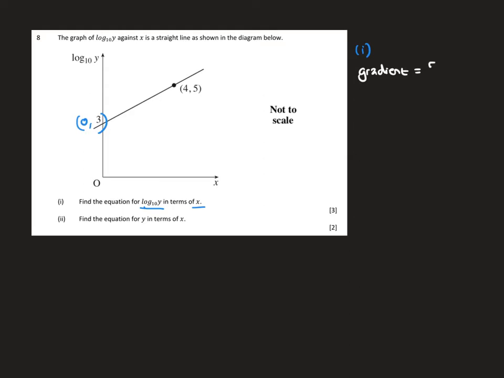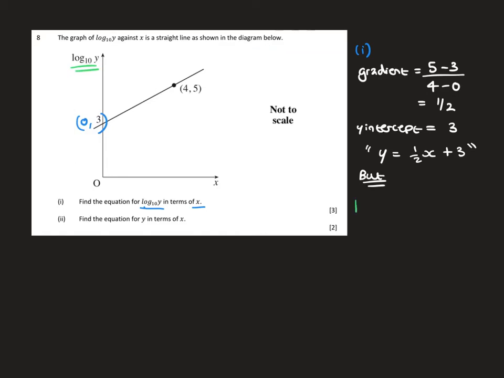So change in y, 5 minus 3, over change in x, 4 minus 0, gives me a gradient which is equal to 1/2. Now my y-intercept is equal to 3, which means in theory this equation is y equals a half x plus 3. But the y-axis isn't just y. The y-axis is represented by log 10 y. So in place of y, I have log to the base 10 of y. The x-axis is simply x, so that's a half x plus 3, and that is the equation of the line.